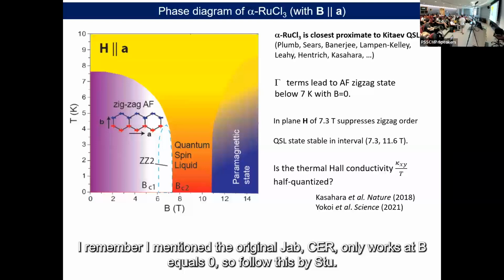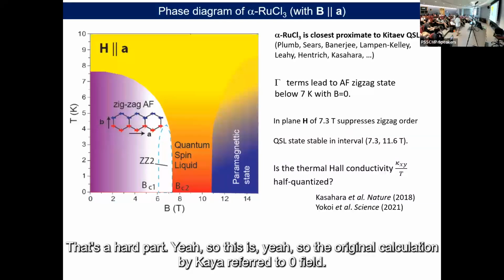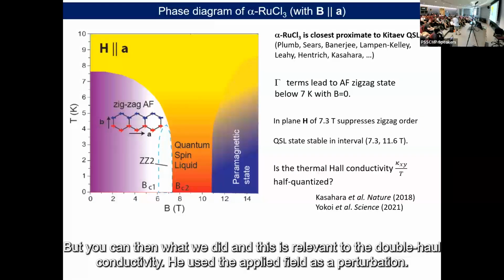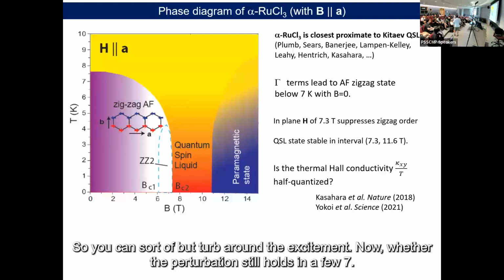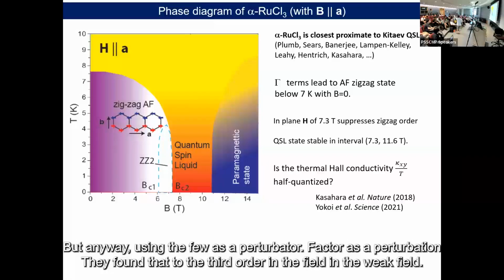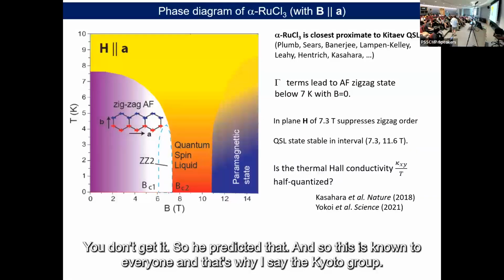I remember you mentioned that the original theory only works at zero field. So how does this still support the constant? Yeah. So the original calculation by Kitaev referred to zero field. But what he did, and this is relevant to the thermal Hall conductivity, is use the applied field as a perturbation. So you can perturb around the exact ground state. Now, whether the perturbation still holds at a field of 7 Tesla is another question. But anyway, using the field as a perturbation, he found that to the third order in the field, in the weak field, you get a thermal Hall conductivity that is half quantized. So he predicted that, and this is known to everyone.